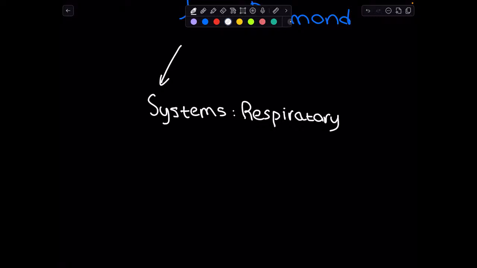So, let me ask you a question. What structures do we have in the respiratory system? The respiratory system includes structures like the nose, pharynx, larynx, trachea, bronchi, and lungs. These parts work together to bring air in, exchange oxygen and carbon dioxide, and expel waste.